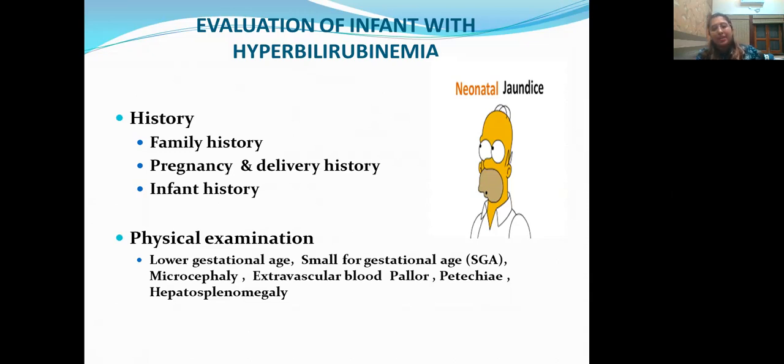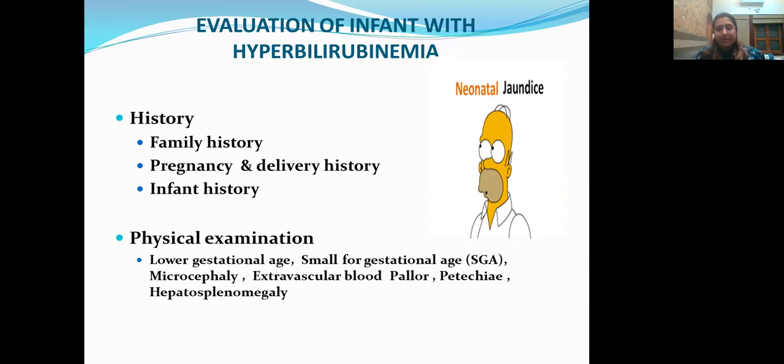Then in pregnancy and delivery history, for pregnancy, we have to check if the mother has had any intrauterine infections, anything leading to TORCH, or any other infections during pregnancy. And during delivery, has the delivery been conducted uneventfully, or was there instrumentation leading to any sort of cephalohematoma, or anything suggestive of a difficult delivery? Infant history: has the infant been feeding properly? Has there been adequate breastfeeding? Any warning signs? How is the stooling in the child? How frequently is the baby passing stools? And any other history of cephalohematoma or so.